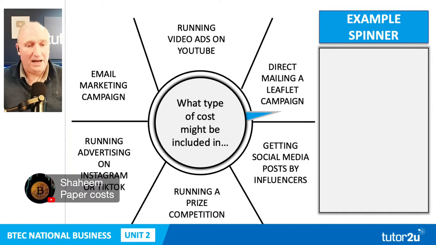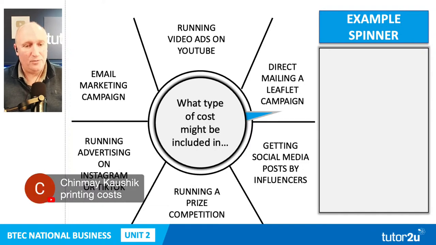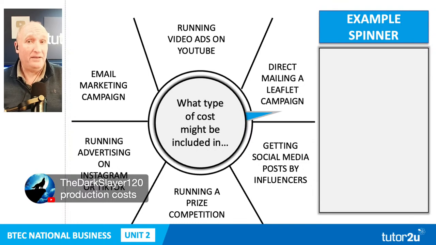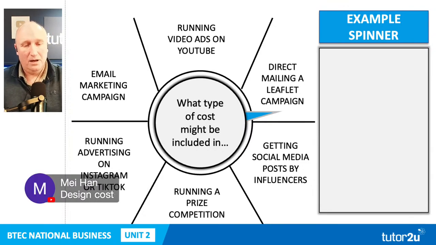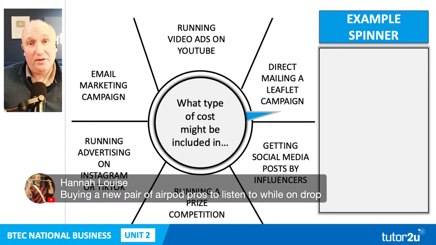The cost of the paper and the printing. This is good. Any more? Paying the staff to deliver them. Production costs. Yeah, production costs. So with that one, production costs, I might just expand that a little bit and say maybe design and proofreading or copywriting. So that just expands the production costs a little bit further, just to make it a little bit more specific to mailing a leaflet. Mayor's gone for design costs there. Hannah, that's quite an interesting one. I don't think I've come up with that one before.